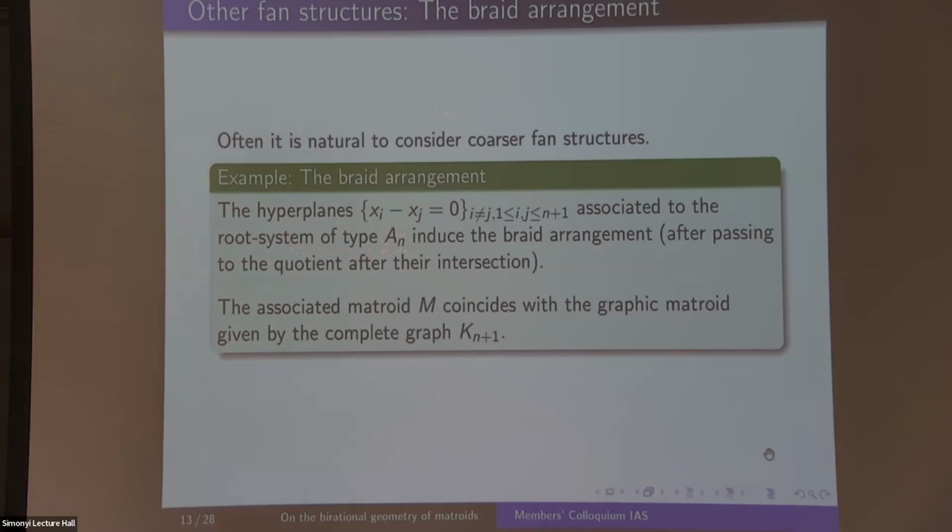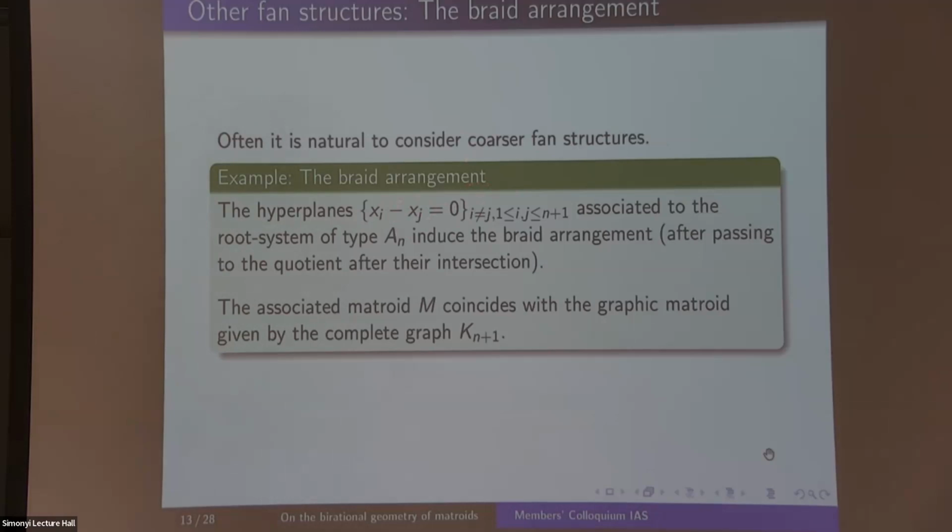So take a root system of type A_n. This is the root system living in some n+1 space. Sometimes these hyperplanes are also called the braid arrangement. We take these hyperplanes in n+1 space and then we get rid of the line generated by the all-one vector, because we want them to have trivial intersection. These hyperplanes intersect at the line where all entries are equal. We get rid of that. Okay, so we get an arrangement which gives you a matroid.